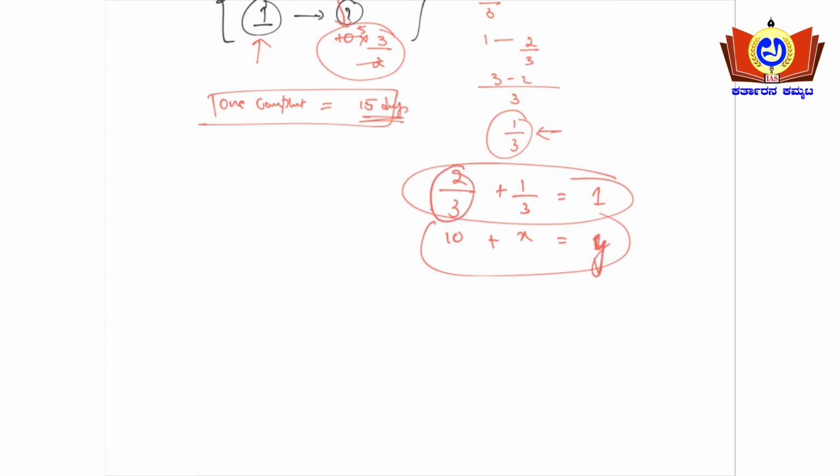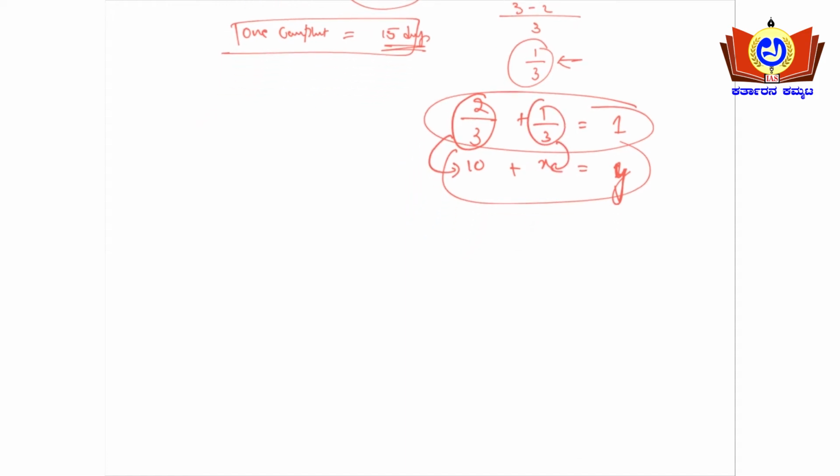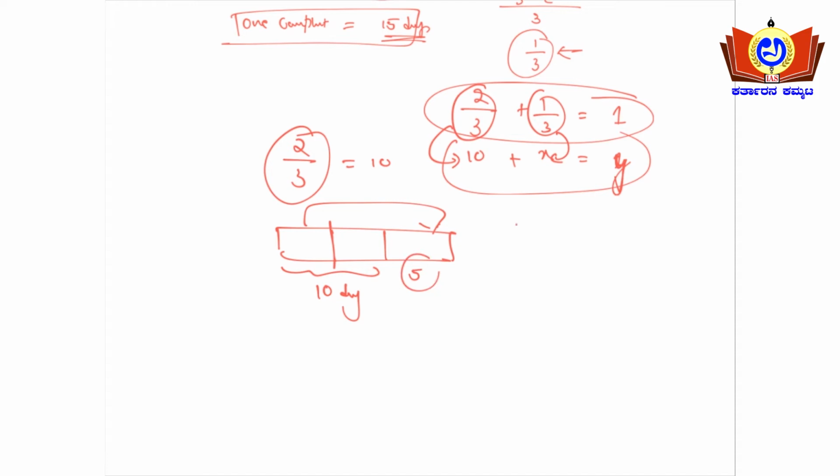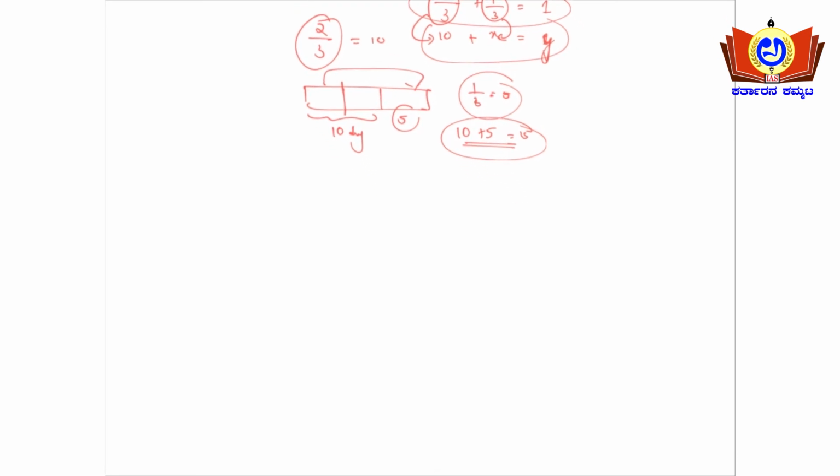So for 2/3 amount of work he is taking 10 days. So for 1/3 amount of work, how many days will he be taking? See here, 2/3 is 10 days. What do you mean by 2/3? Actually there are 3 parts, 1, 2, 3. Out of the 3 parts, 2 parts he is taking 10 days. So obviously for one part he will be taking 5 days. Yes or no? So this 1/3 work will be completed in 5 days. So what is the total number of days? 10 plus 5, that will be equal to 15. There are many methods to solve this problem, but the basics should be very clear to you. What you need to substitute should be very clear to you.